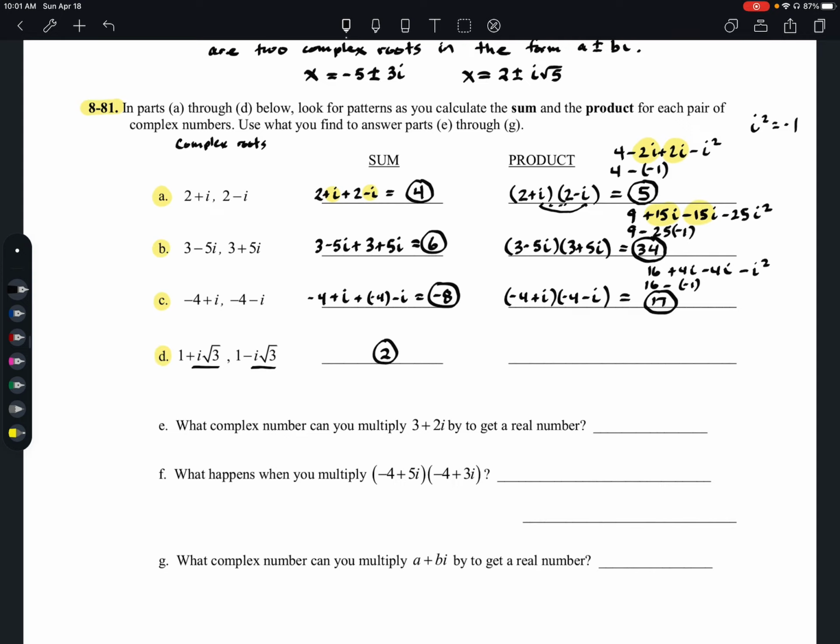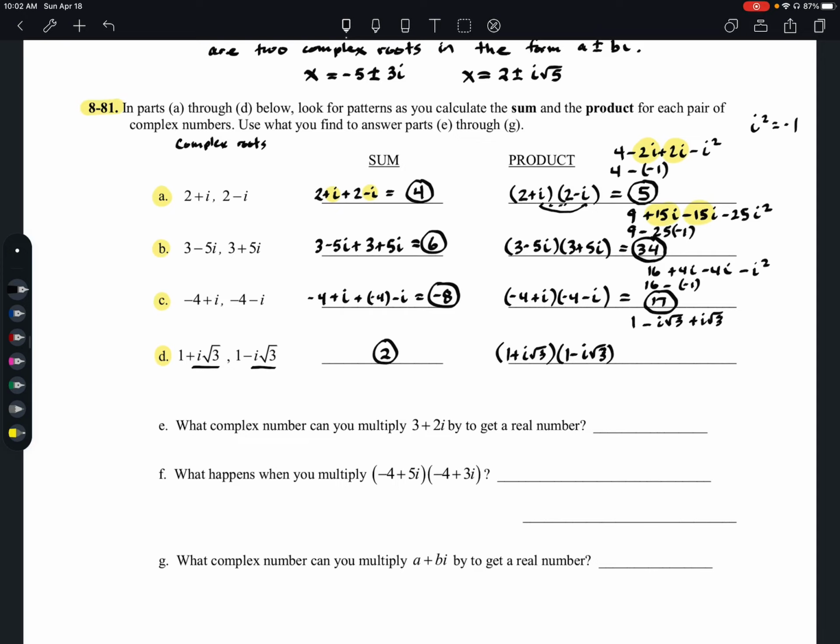When we FOIL them out, we have 1 plus I radical 3 and 1 minus I radical 3. I'll go ahead and FOIL it out with you just because we haven't done a lot with radicals. So 1 times 1 gives us 1. 1 times a negative I radical 3 gives us a negative I radical 3. Positive I radical 3 times 1 would give us a positive I radical 3. So those are going to cancel again. Even with the radicals, those cancel.